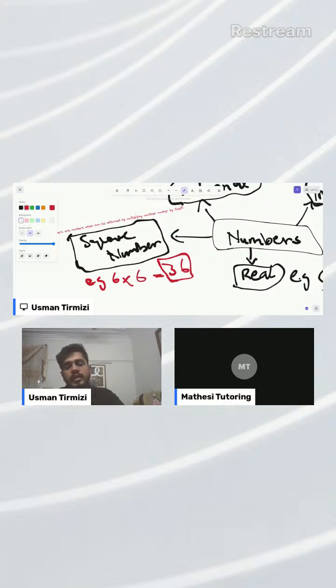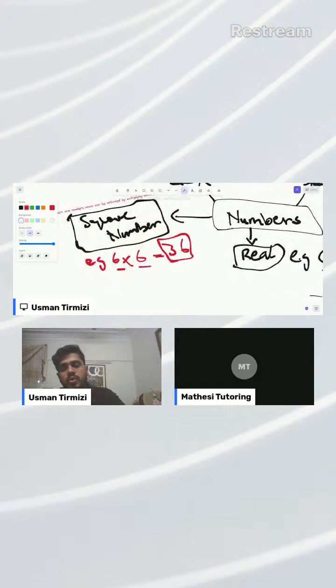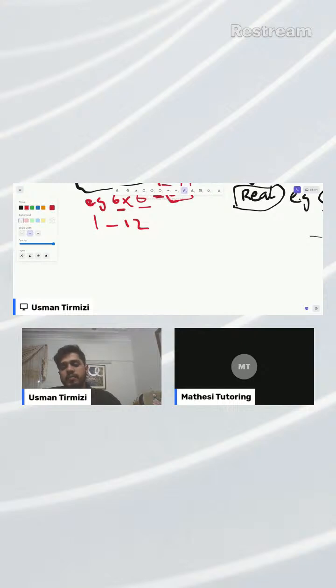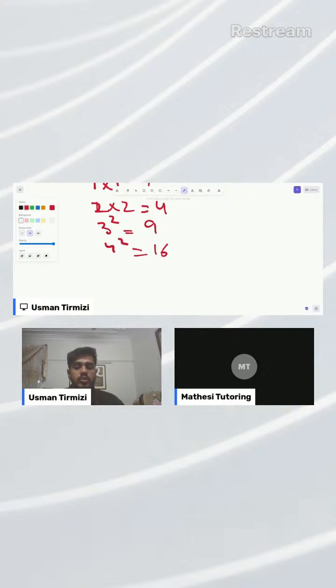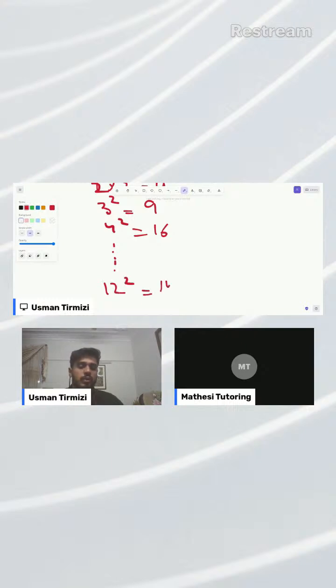So I was telling you, what's a square number? A square number is any number that is multiplied with itself. In usual GCSE exams, it is advised that you remember the square of each number from 1 to 12. Let me write a few for you. 1 multiplied by 1 is going to be 1. Similarly, 2 multiplied by 2 is 4, and then 3 squared is 9. 4 squared is 16. You should memorize it up to 12. 12 squared is 144.